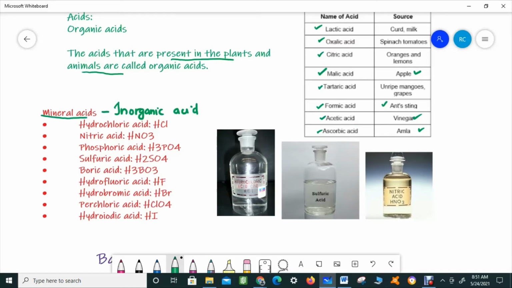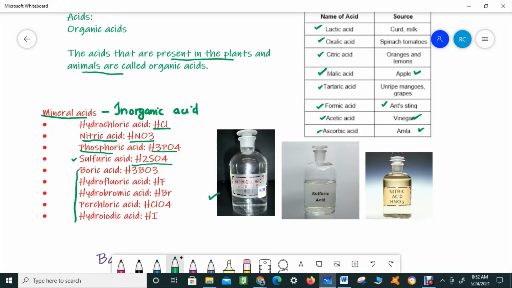The common ones are hydrochloric acid, HCl, nitric acid, HNO3, phosphoric acid, H3PO4, and sulfuric acid. The king of acids is called sulfuric acid. Its formula is H2SO4. So these are the common acids among the mineral acids. And the rest of the acids, which are not that familiar to you, but we use in our industries and labs: boric acid, hydrofluoric acid, hydrobromic acid, perchloric acid and hydroiodic acid.